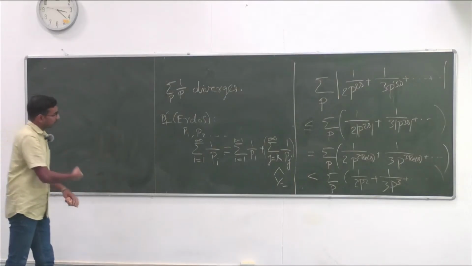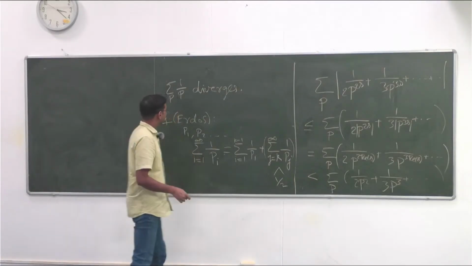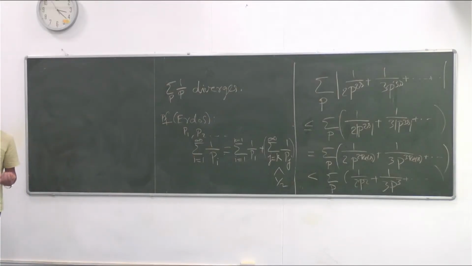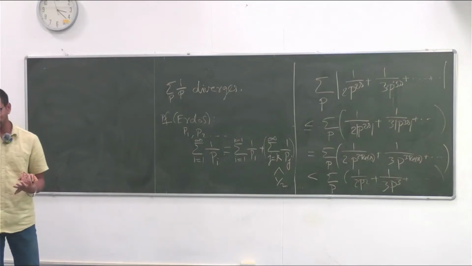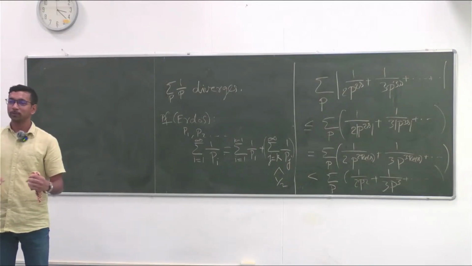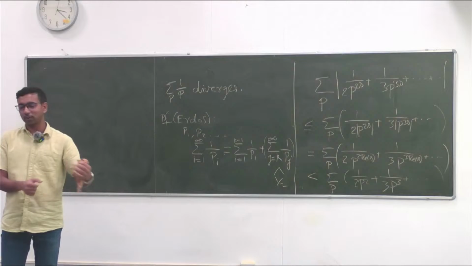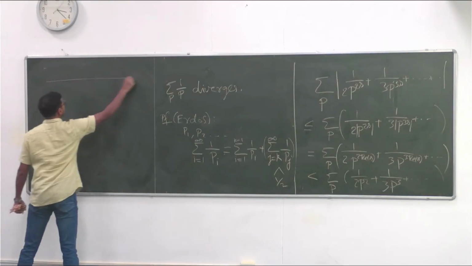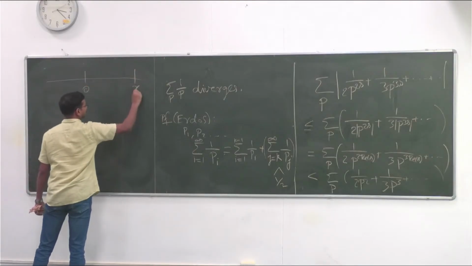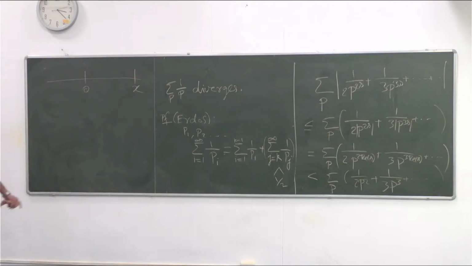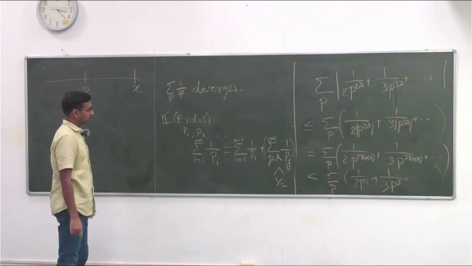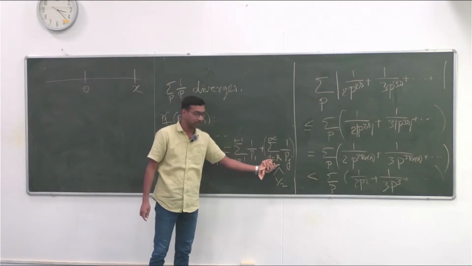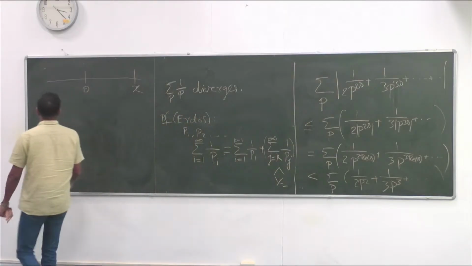And then he chose some x. We're taking some positive x. This x has to be chosen later. The right order of x should be chosen later so that we get a contradiction. But for the moment, suppose x is somewhere on the positive real line. Now consider the numbers less than or equal to x which are not divisible by any of the primes occurring in this part.